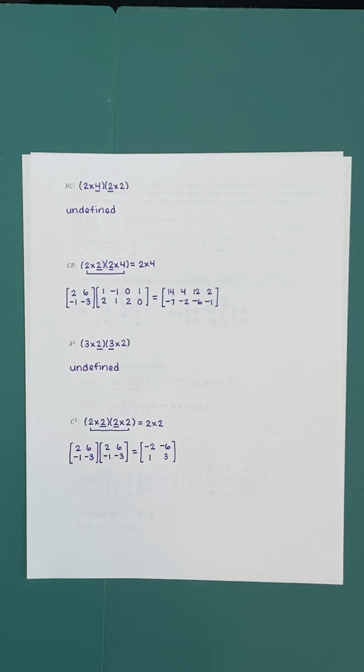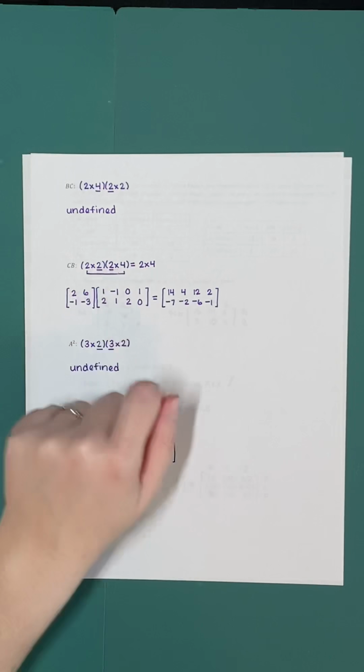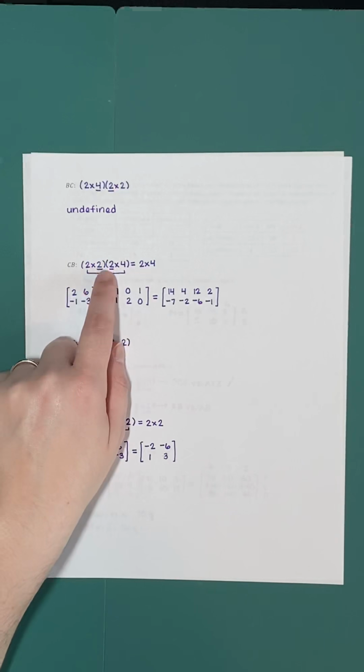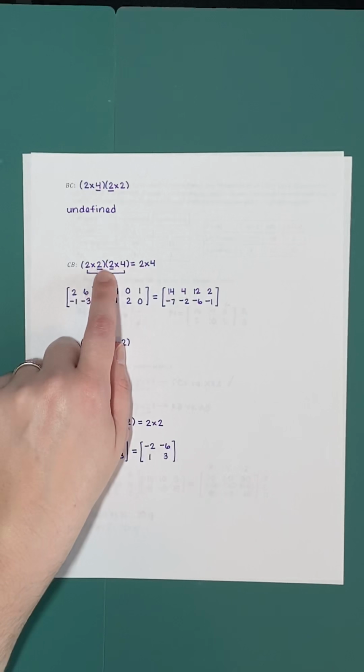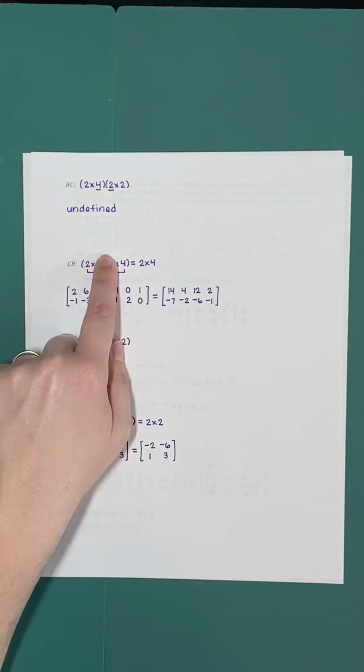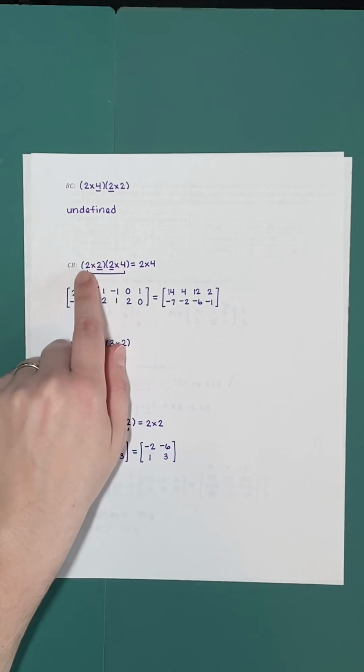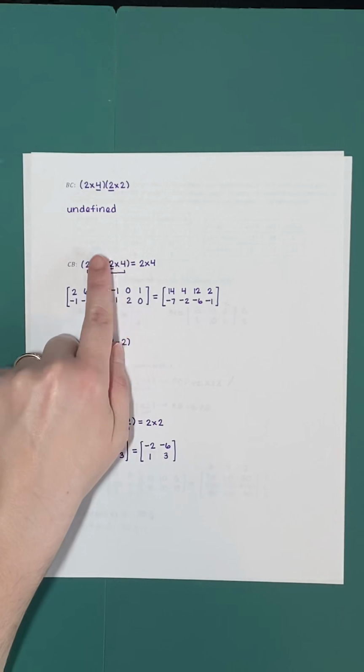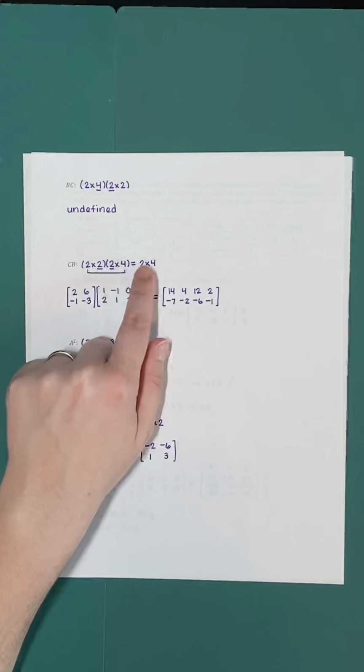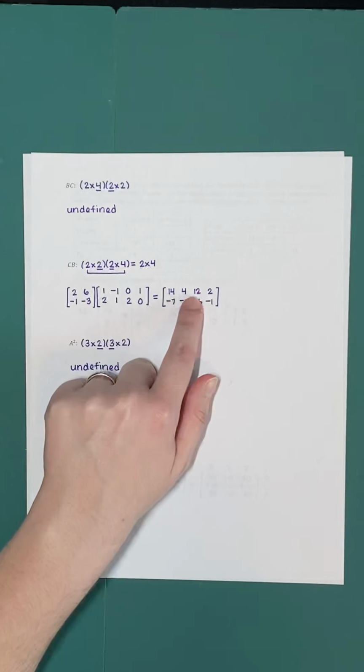Now what if we flip the order? What if it's C times B? So that would be a 2 by 2 multiplied by a 2 by 4. I compare those inner two dimensions. Now they're the same based on the order I did that in. So that means the result is defined and it's going to have the remaining two dimensions defining it. So it's going to be a 2 by 4 matrix. So 2 rows, 4 columns.